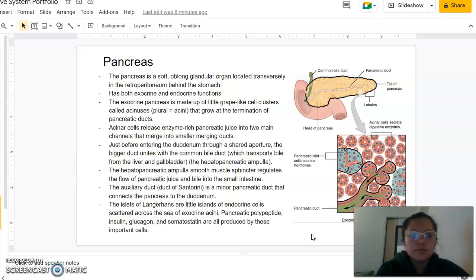So, scattered through the sea of exocrine acini, there are small islands of endocrine cells, which are called the islets of Langerhans. These vital cells produce hormones, which are pancreatic polypeptide, insulin, glucagon, and somatostatin.